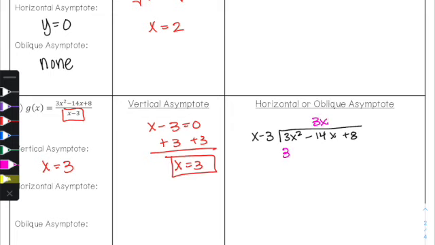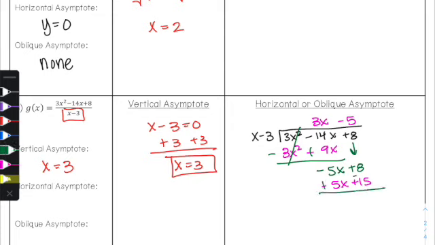3x times x is 3x squared. 3x times negative 3 is negative 9x. From here, I'm going to subtract. 3x squared minus 3x squared is 0. Negative 14x plus 9x is negative 5x. And I'm going to bring down the 8. We're going to go ahead and keep going. Negative 5x divided by x is negative 5. Negative 5 times x is negative 5x. Negative 5 times negative 3 is positive 15. From here, I want to subtract. These will cancel. 8 minus 15 is negative 7.